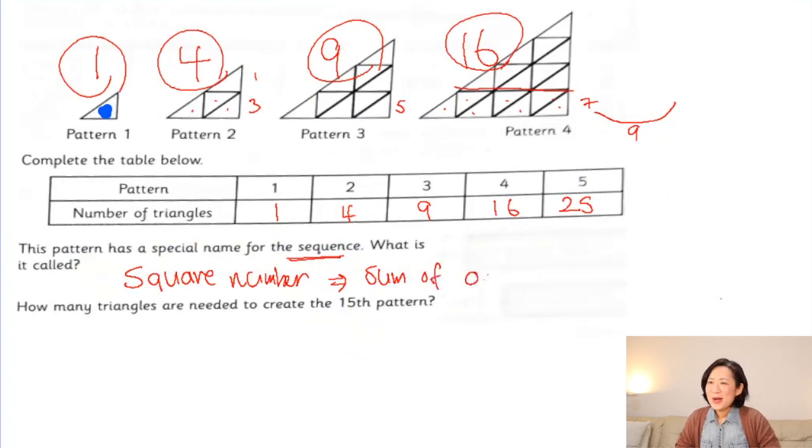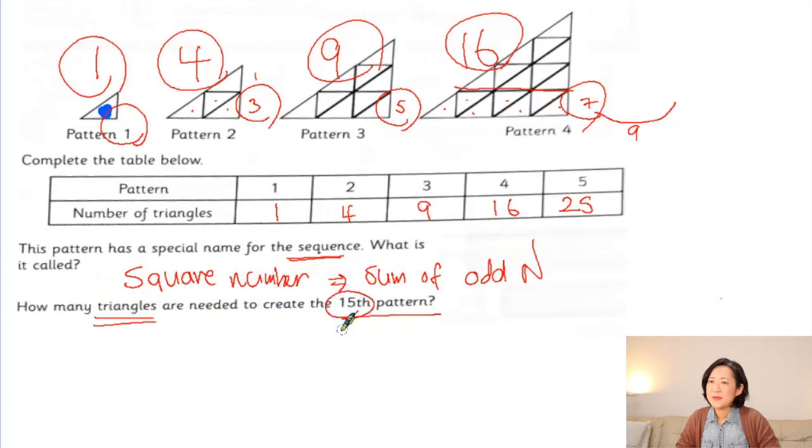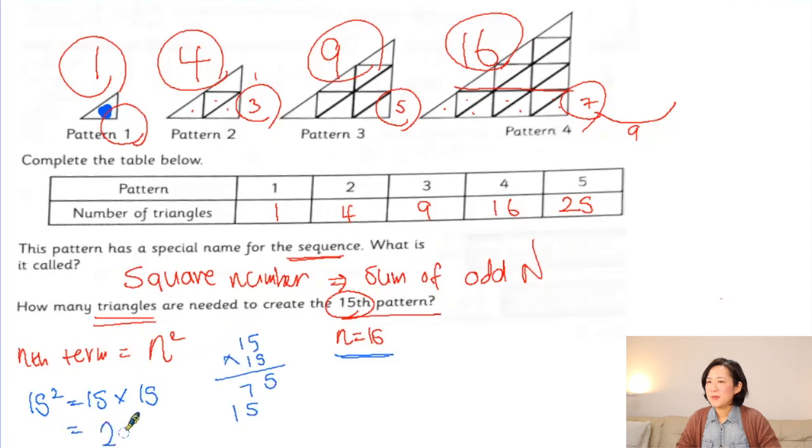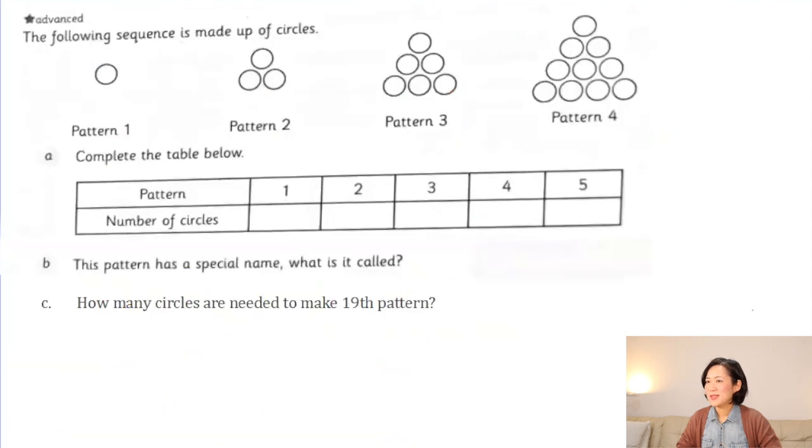Now we need to find how many triangles are needed to create the 15th pattern. That means your n is 15. Your nth term formula for a square number pattern is n squared. So all you need to do is n equals 15. So 15 squared, 15 times 15, is 225. If you remember the square numbers, then your calculation will be super fast, okay? So try to remember 15 squared is 225. Let's move on to the next question.